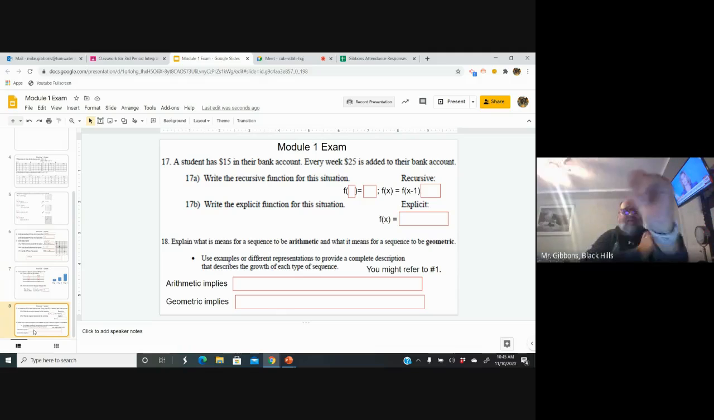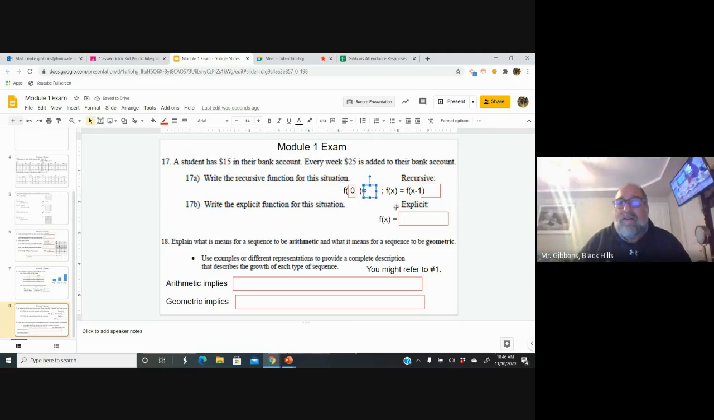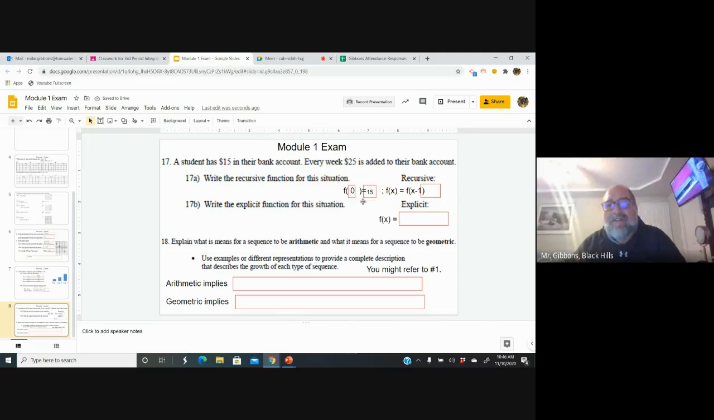Oh, number 17. I was so impressed with you guys when I looked at the test. You guys did a really good job here. All right. So a student has $15 in their bank account. So as soon as I see that, I'm thinking in a recursive formula, f of 0 is what? Is 15. Now those didn't come in perfect there, but I can read them. F of 0 is 15.